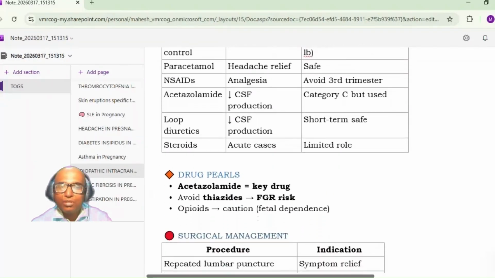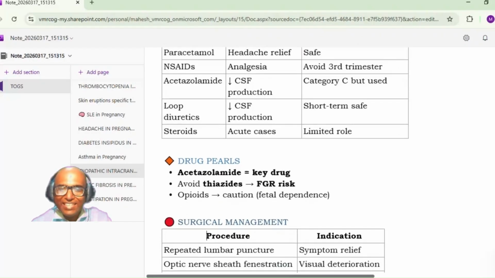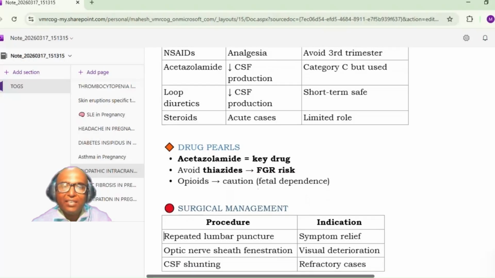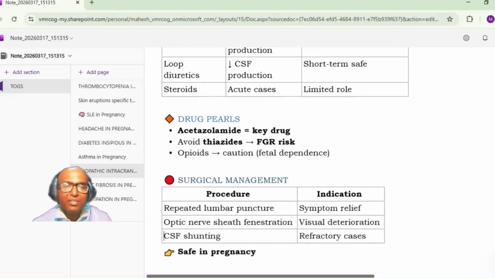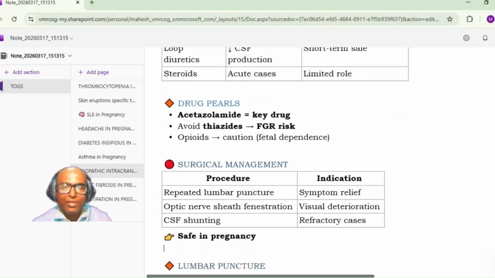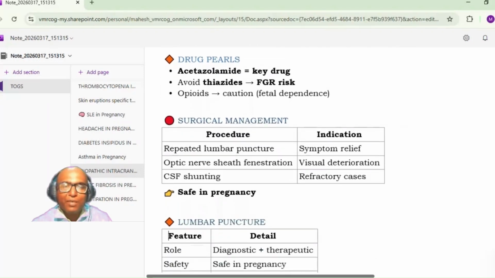Among the drugs, acetazolamide is the key drug. Avoid thiazides because they cause FGR. That can also be asked in the SBA. Opioids we have to use with caution. Then surgical management: repeated lumbar puncture may be required. That can give symptomatic relief. Then optic nerve sheath fenestration for visual deterioration, and CSF shunting in refractory cases.